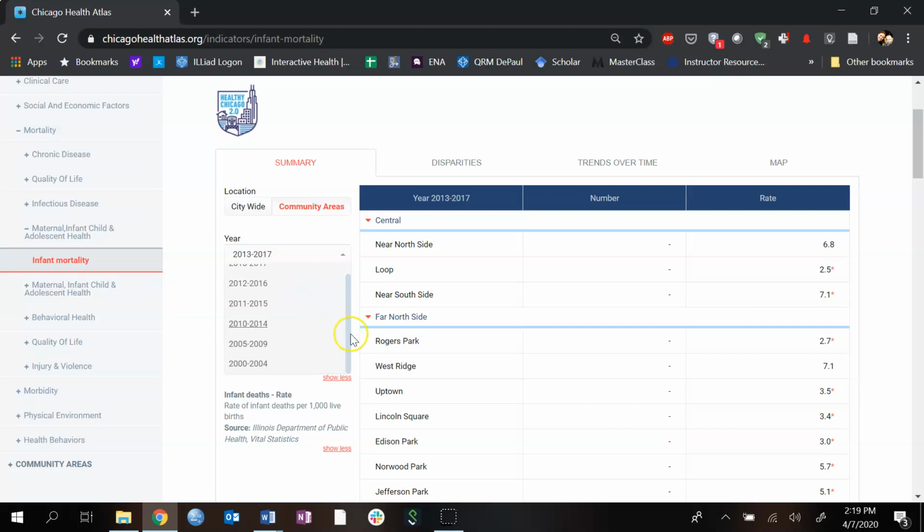Now, it is not 100% necessary that you use the most recent data, but you want to make sure that all of your variables are from the same time period. So we wouldn't want to have infant mortality rates from 2005 to 2009 and then have all of our independent variables from 2012 to 2016 or 2013 to 2017. We want them all to be from the same time period.